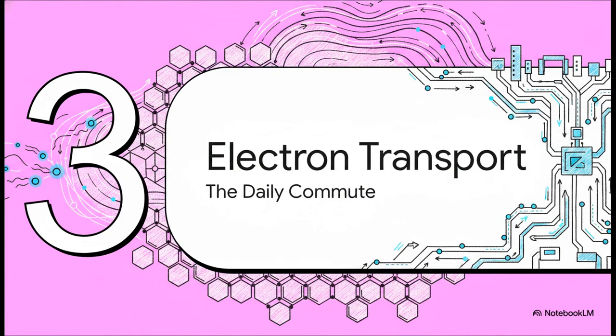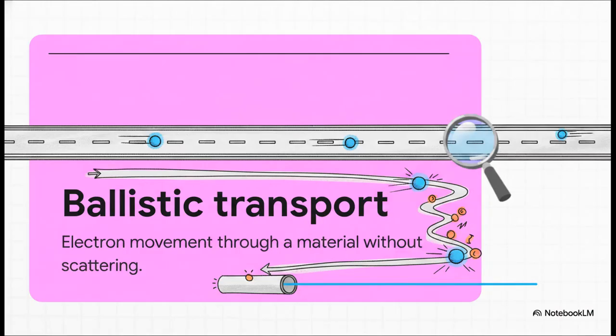All right, part 3, electron traffic and transport. So, imagine driving down a perfectly empty, multi-lane highway with absolutely 0 obstacles. That is ballistic transport. This happens when the mean free path of an electron, which is just the distance it can travel before hitting something and scattering, is actually longer than the entire nanostructure itself. The electron just shoots straight through without bouncing off a single thing. The result? Incredibly low electrical resistance and just massive conductivity.